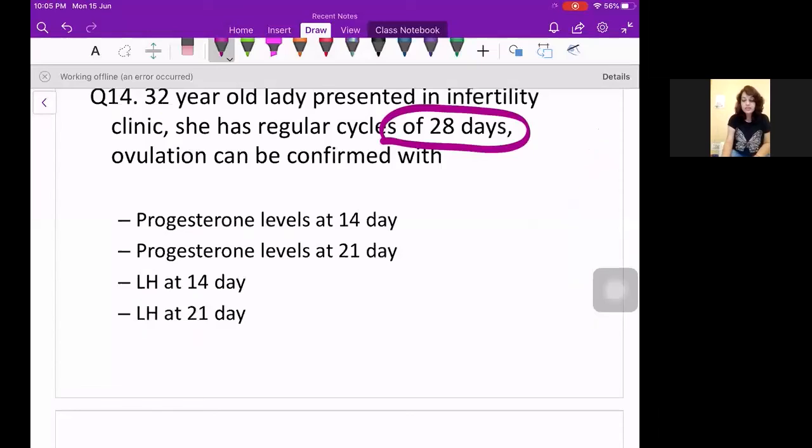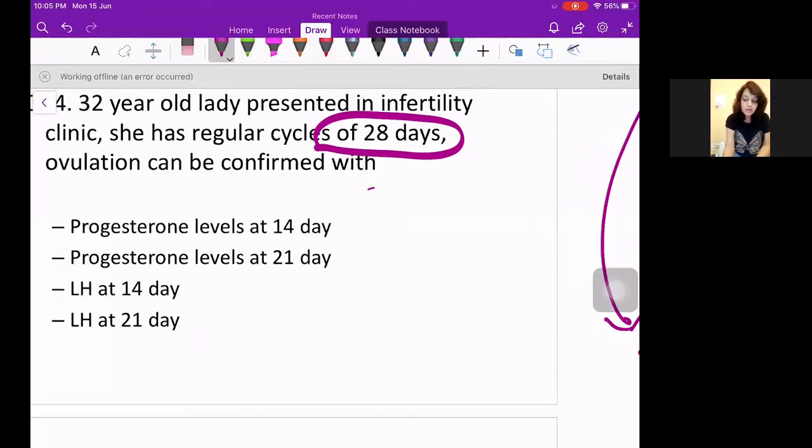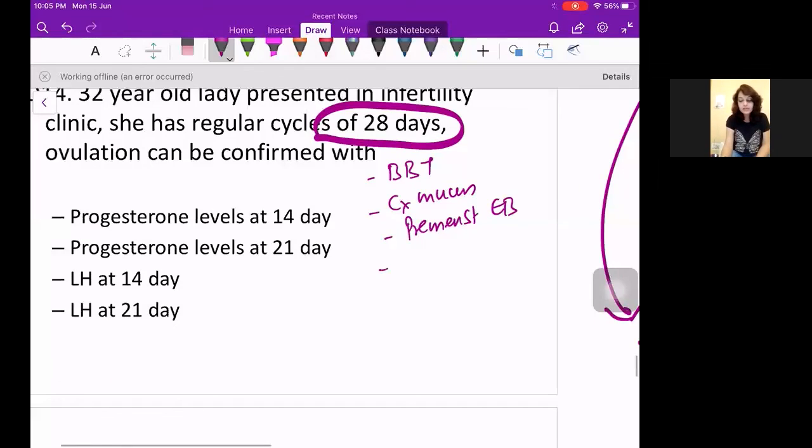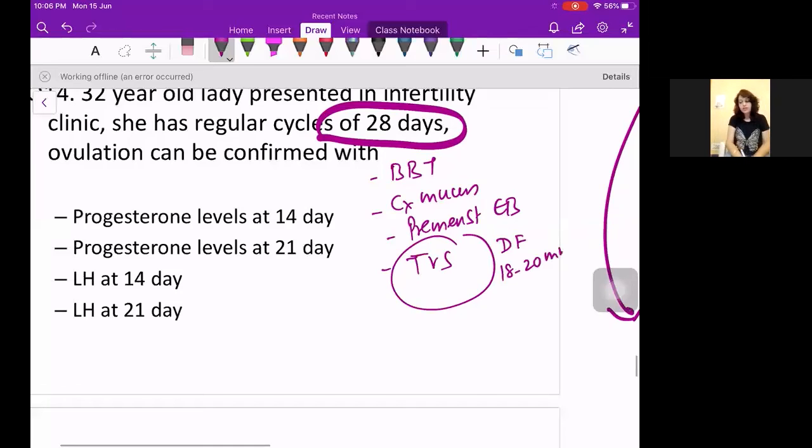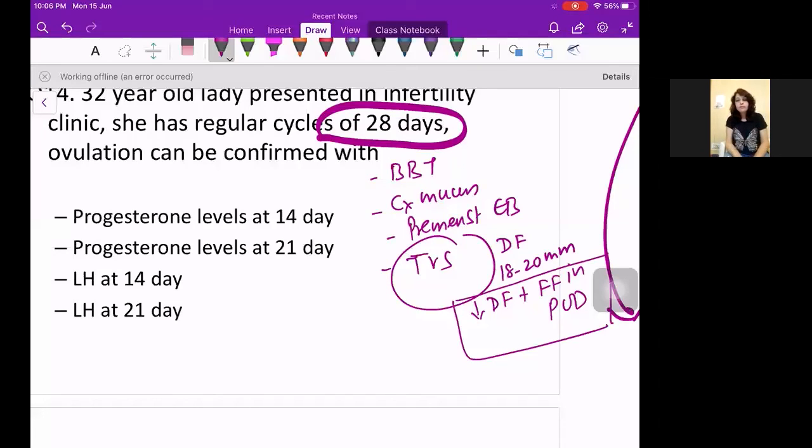So in this case, let me just mention, there are various tests that we do for ovulation. There are some of the old tests like basal body temperature, cervical mucus method, premenstrual endometrial biopsy, where you see secretory endometrium. Nowadays, the preferred one is transvaginal scan, what is called ultrasound follicular monitoring, where the radiologist from time to time calls the lady for an ultrasound and observes over a period of time the dominant follicle. Size of the dominant follicle on transvaginal scan is 18 to 20 millimeters. And suppose it is the 12th or 13th day, the next day what he finds is shrinkage in the size of the dominant follicle plus free fluid in the pouch of Douglas. That is how they give you the report for ovulation studies.